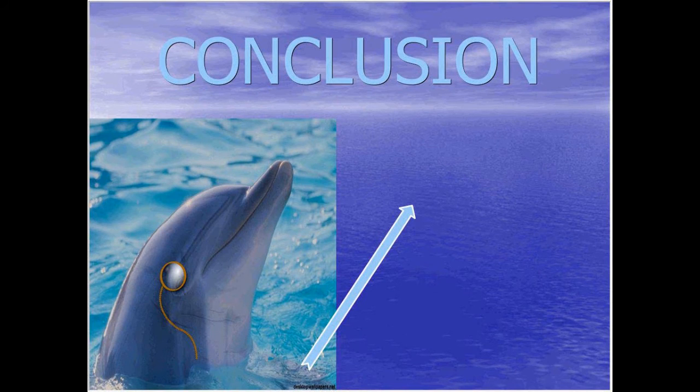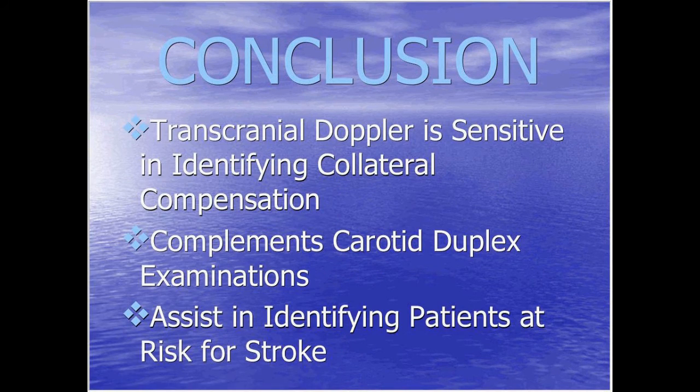And we're almost done. In conclusion, transcranial Doppler is very sensitive in identifying collateral compensation. And it's important, when people say, well, you've got a carotid duplex that's abnormal, it's good to complement your carotid duplex exam with transcranial. Number one, you can identify emboli from a ratty-looking plaque in the neck, which we'll talk about another time. But more importantly, you can identify the collateral flow patterns. If I've got a lesion in my neck, what's my brain doing? What's my risk for stroke?